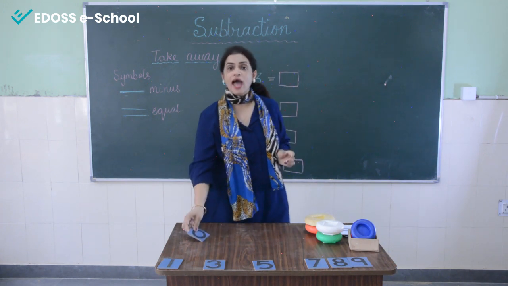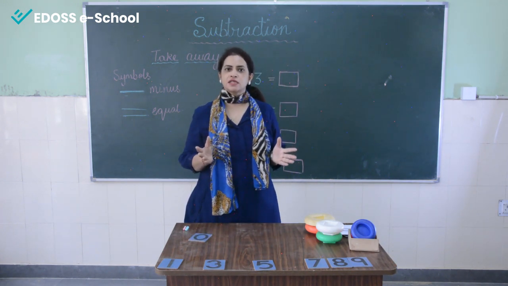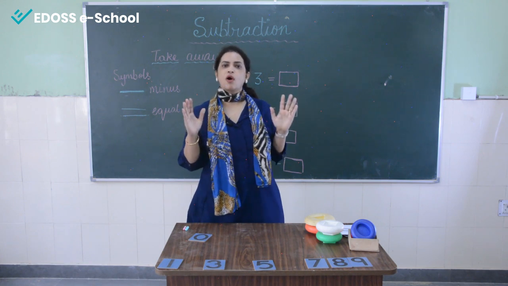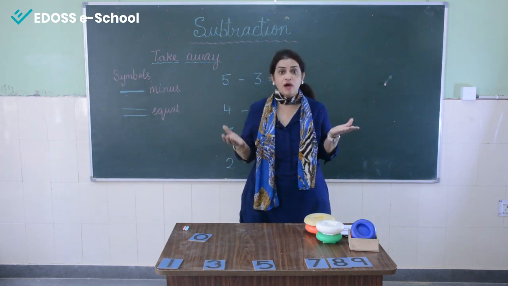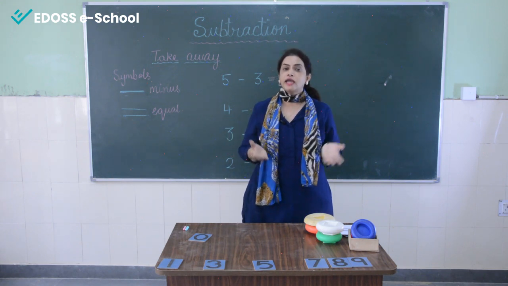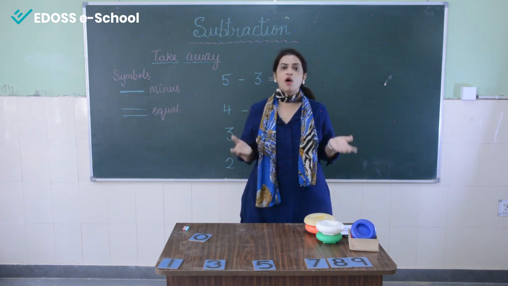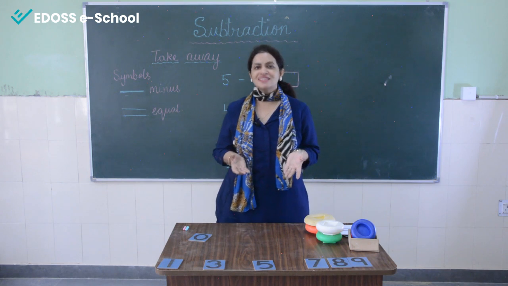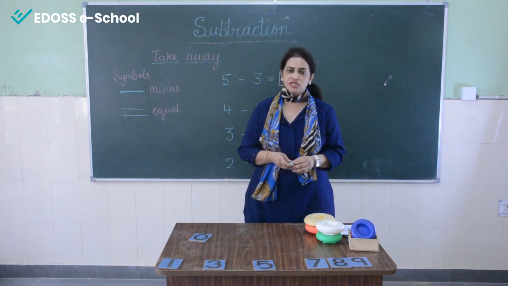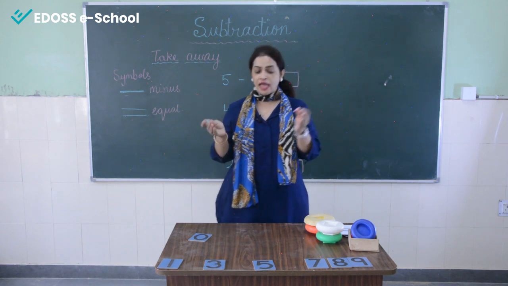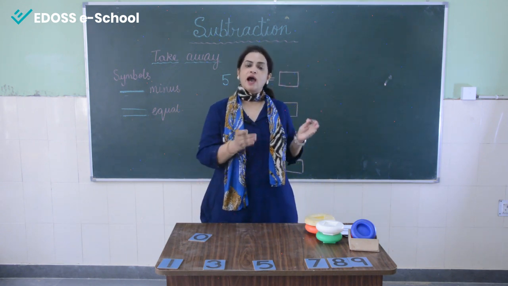So if you have 10 candies and you give away all the 10, you will be left with 0 candies. If you have 100 pencils and if your friend asks for all, you will be left with 0. So this is one way of doing subtraction with objects, by actually giving away.